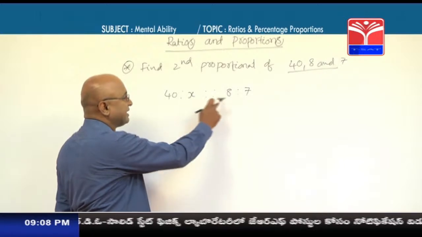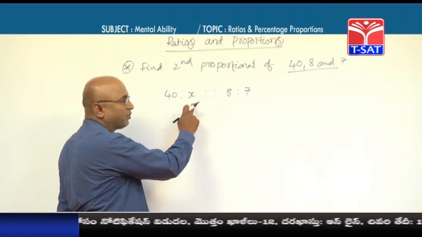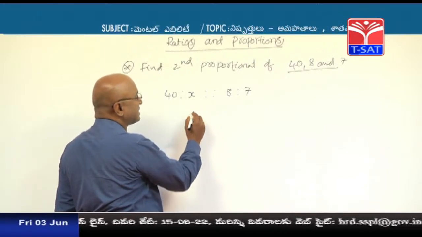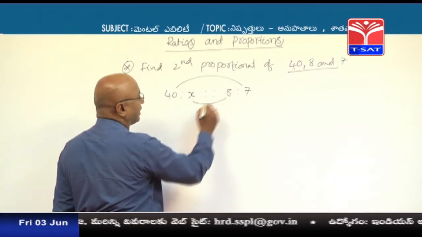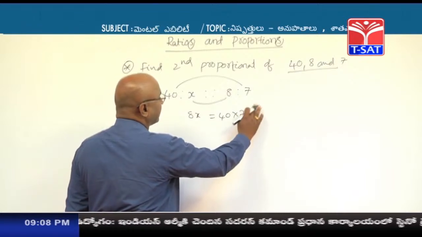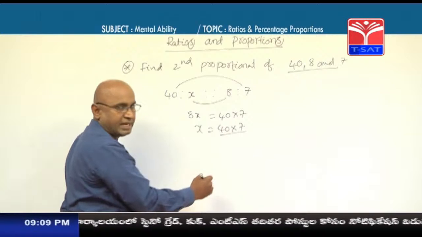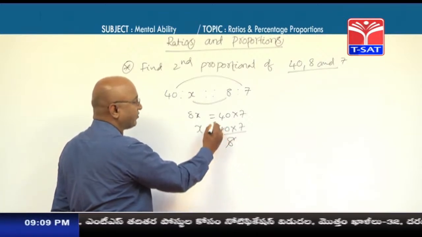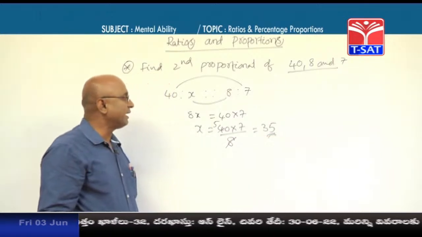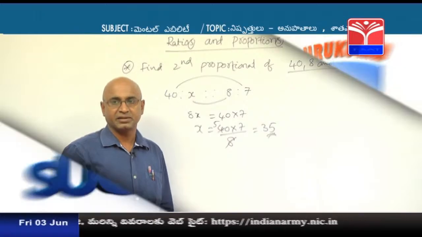40 is to x as 8 is to 7. It is the second proportional to be found. Now when two ratios are in proportion, the product of means is equal to the product of extremes. Now 8 into x, 8x is equal to 40 into 7. Then x is equal to 40 into 7 by 8. 8 ones are 8, 8 fives are 40, and 5 sevens are 35. So the second proportional of 40 and 7 is 35.